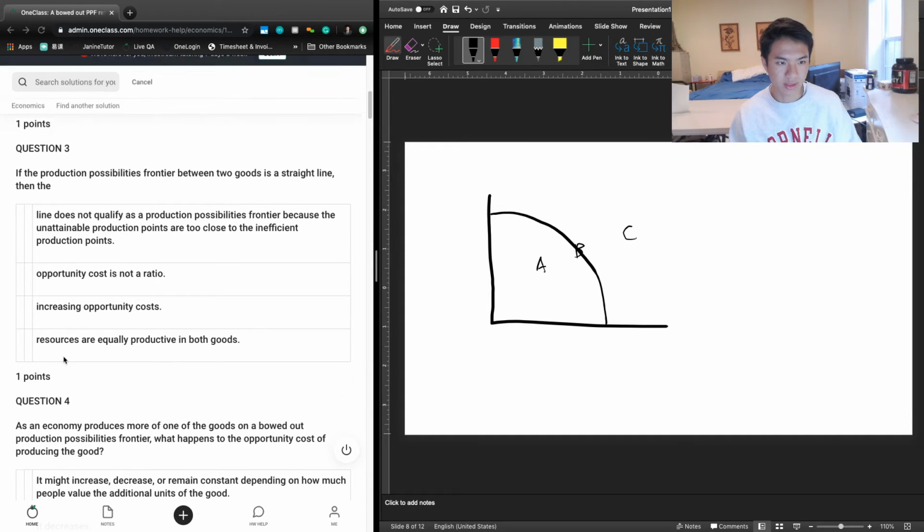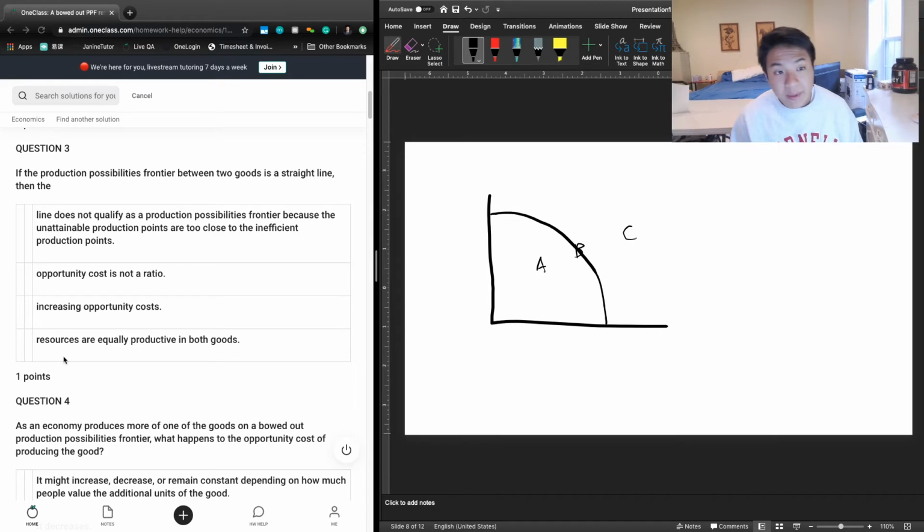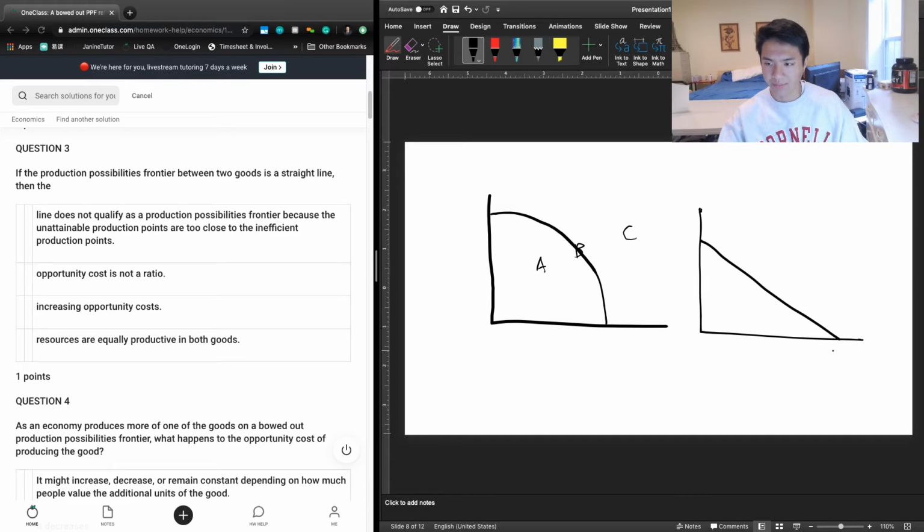Okay, let's take a look at the next question. Number 3, if the PPF between 2 goods is a straight line, then which of the following is true? And I briefly mentioned this in the previous question, right? The PPF, so we have this conventional idea of a PPF with a bowed out frontier. We can also have one where it's simply a straight line. And this is still good X and good Y. This is good X and good Y.